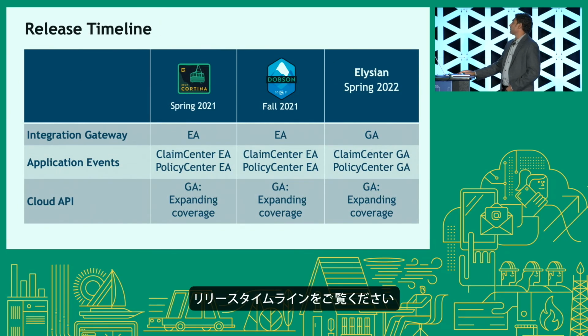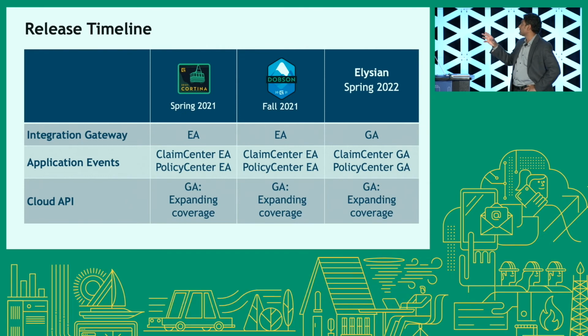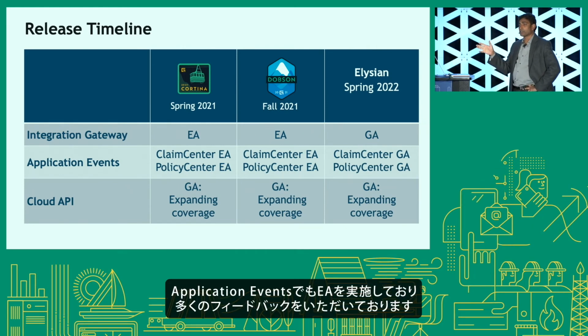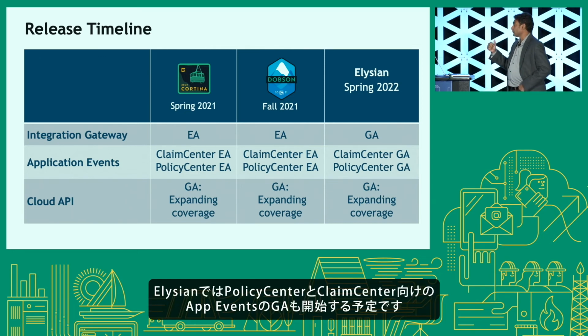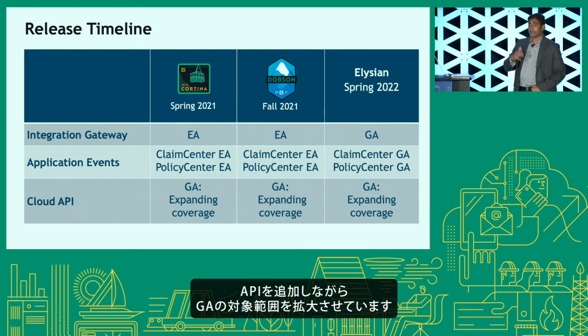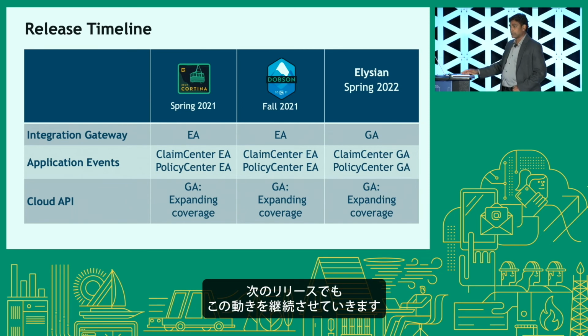Release timeline here. We have been in early access for the last couple of releases. The plan is to GA in spring 2022. For application events too, we've been in EA and we have a lot of feedback. We buttoned up, so we're ready to go GA as well. And we're going to GA PolicyCenter and ClaimCenter for app events in Elysian as well. Cloud API has already been there. We've been expanding coverage, adding more APIs, and we'll continue to do so in the next release as well.